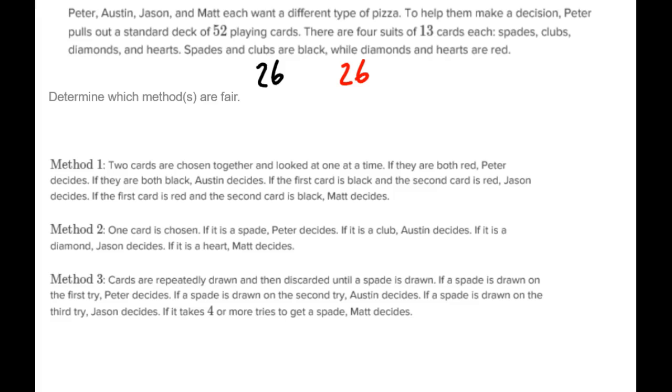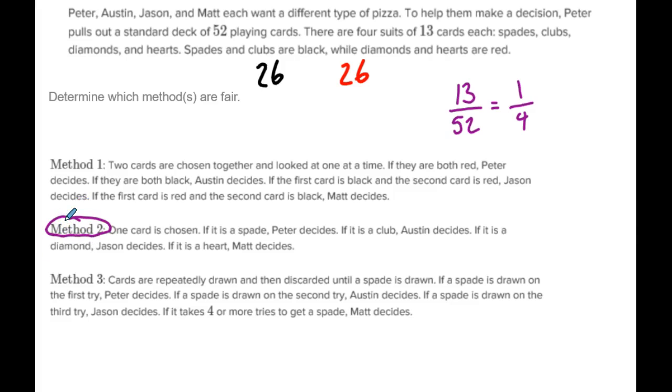This method is going to turn out to be fair because for each of these suits, there is going to be an equal probability of 13 out of 52, which would simplify to 1/4. There's 4 different suits for cards. Each suit has 13 cards in it, so there's an equal chance that that card would be a spade or a club or a diamond or a heart. So method 2, we'll circle that because that one's going to be fair.